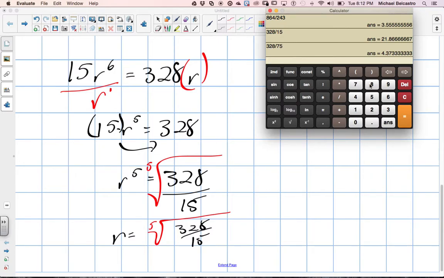Another way you can do roots is this: 328 divided by 15, to the power of a fraction, 1 over 5. It's the same thing as doing the 5th root. So 328 divided by 15, to the power of 1 divided by 5, is 1.85. We're technically rounding when we do that, so we should keep the full value.